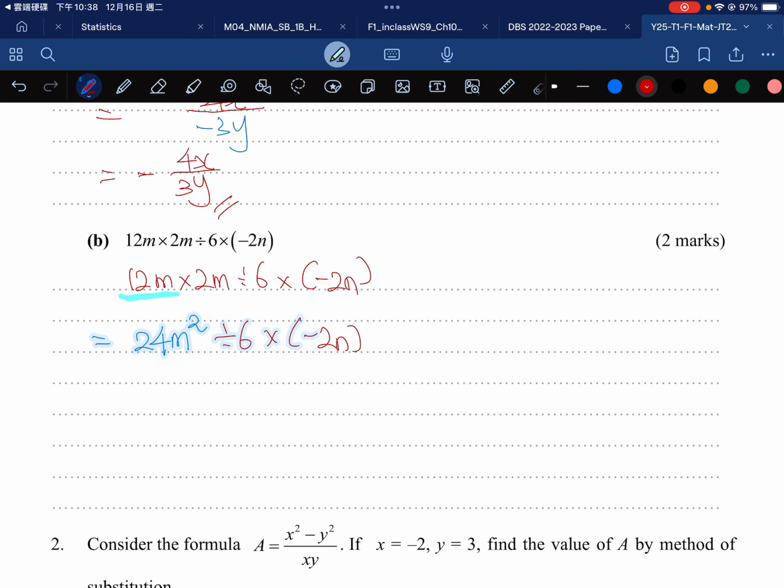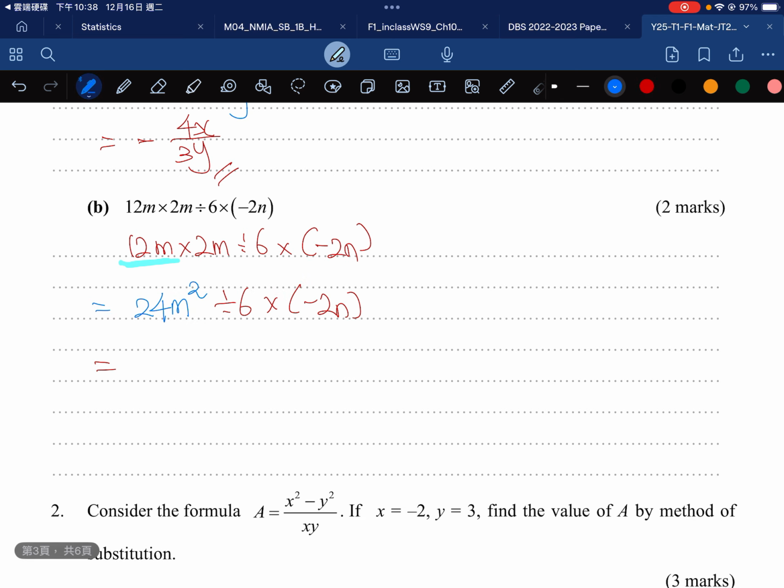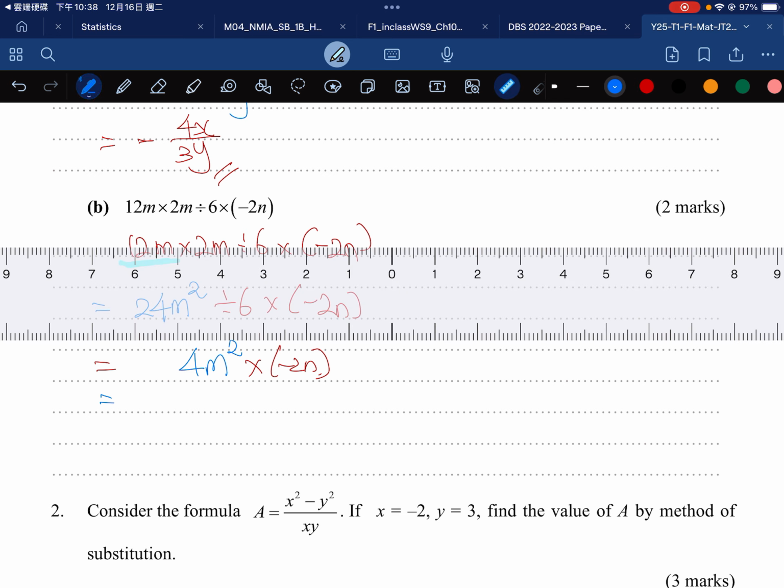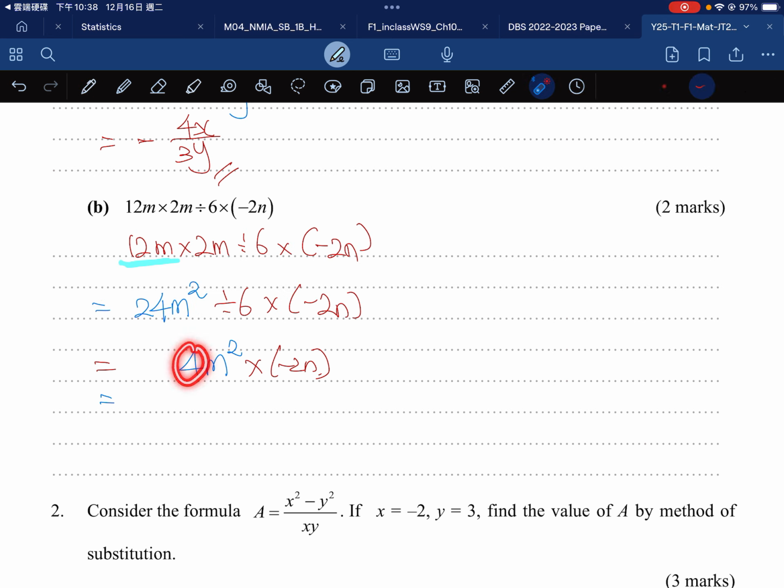And then we write out the next two terms: 24m squared divided by 6 is equal to 4m squared. And we keep the minus 2n at the end. Finally, we multiply 4 by minus 2, which is minus 8, and m squared and n are not alike, so they cannot be combined. Therefore it's minus 8 m squared n at the end. That is the answer of 1B.